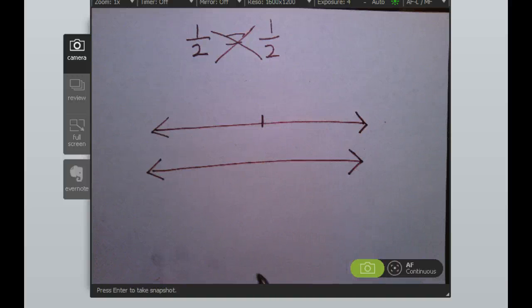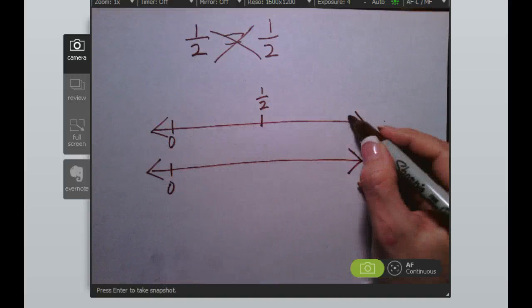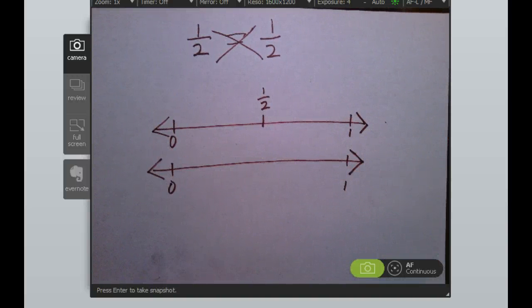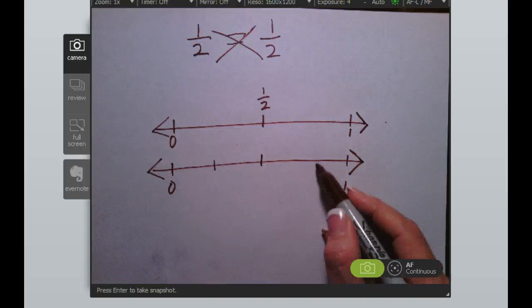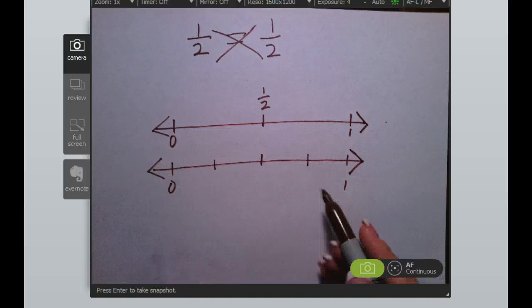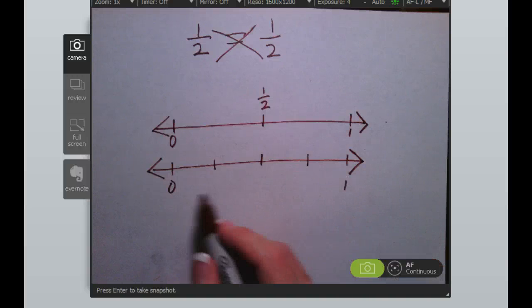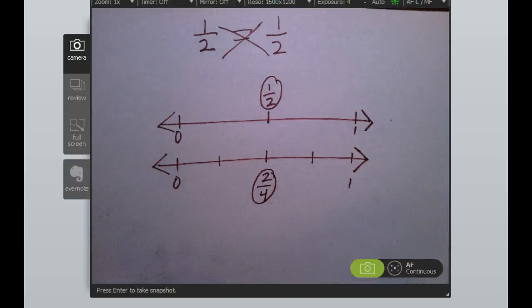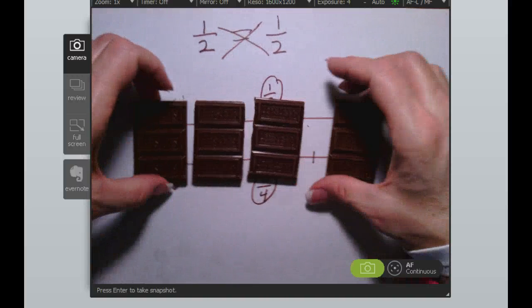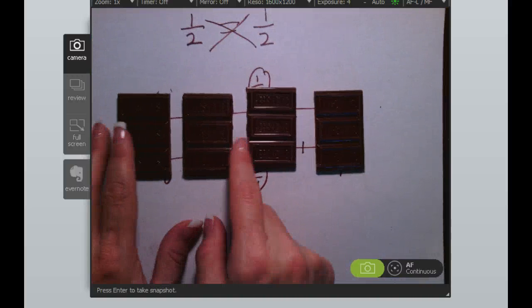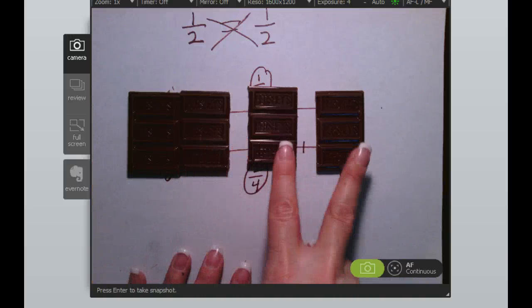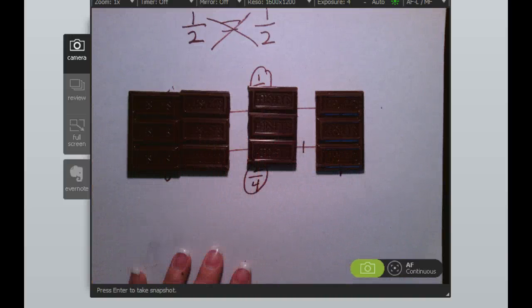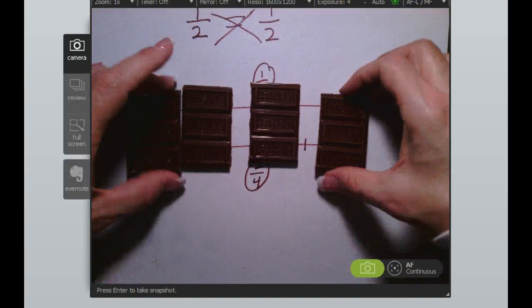So here is 1/2. And here's my endpoints, and here's the other endpoint. If I was to divide the other number line into smaller increments and divided it into 4 pieces, I can see that 1/2 and 2/4 are the same size. So let's look at the candy bars again. Let's divide the candy bar into 4 pieces. Here's 1/2, and you can see that 2/4 is the same as 1/2.